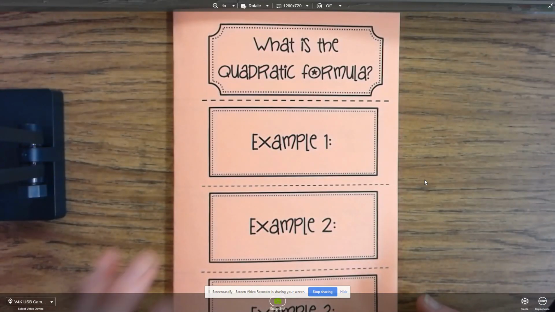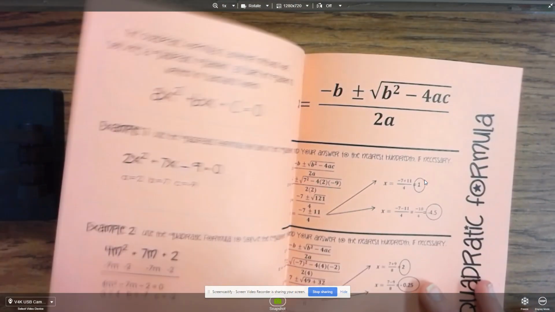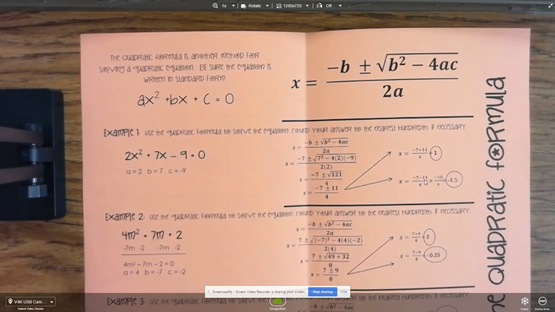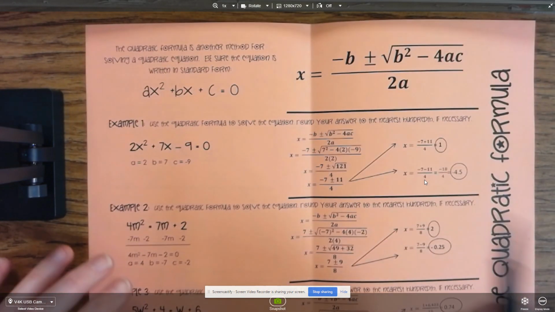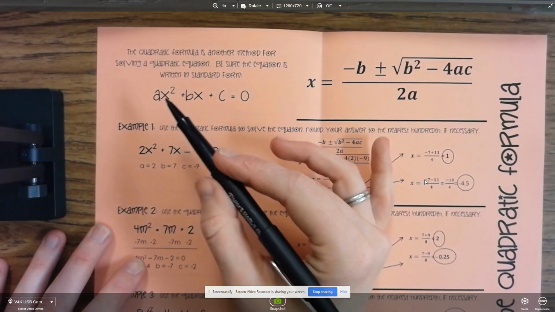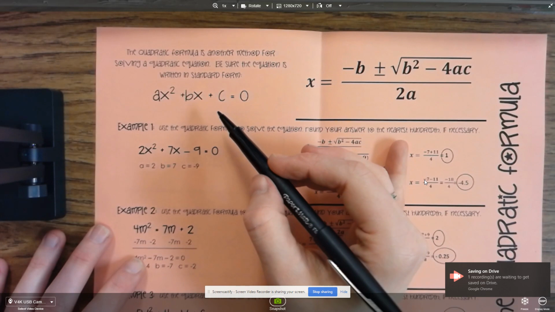This video is for what is the quadratic formula. So inside here, the quadratic formula is another method for solving a quadratic equation. Be sure the equation is written in standard form. So we need it written in this format, ax squared plus bx plus c.